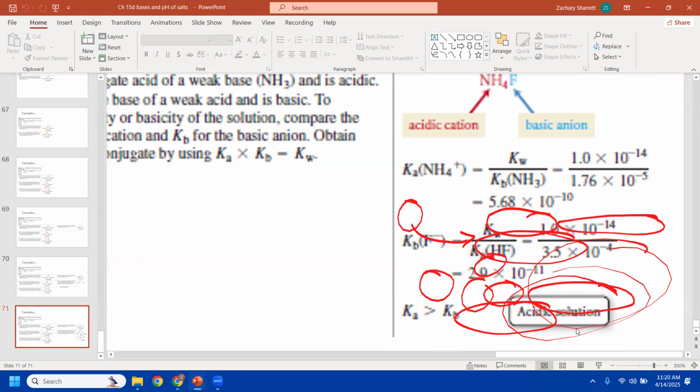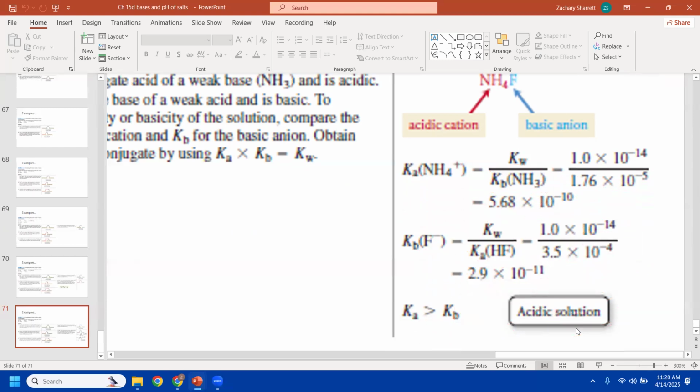Everybody see that? So I've showed you how to do this. You'll have to do this on the homework and on the exam. Any questions? Break apart the ions. Figure out which one is which. If one or both is pH neutral, they're super easy. If they're both acidic and basic, then you have to find the Ka and the Kb. Any questions on this?